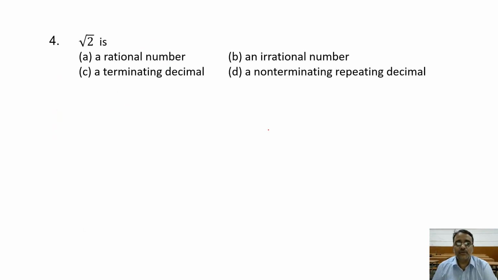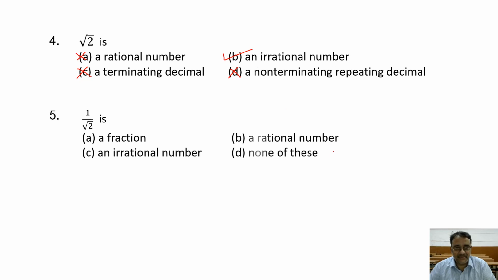Root 2 is dash. Is a rational number, is an irrational number, is a terminating decimal, is a non-terminating repeating decimal. Root 2 rational number नहीं है, terminating भी नहीं है because ये non-terminating है और repeating भी नहीं है ये. Only one option is left, irrational number, right?